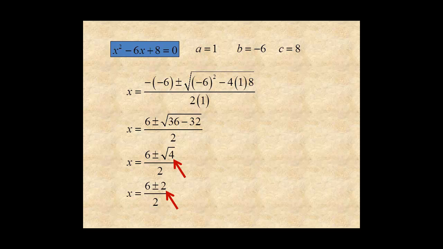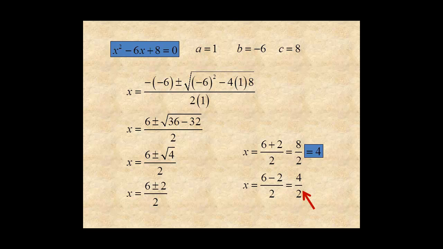And the solutions are 6 plus or minus 2 over 2, which gives 6 plus 2 over 2, which is 8 over 2. And the first solution is 4. Then 6 minus 2 over 2 is 4 over 2, and the second solution is 2.